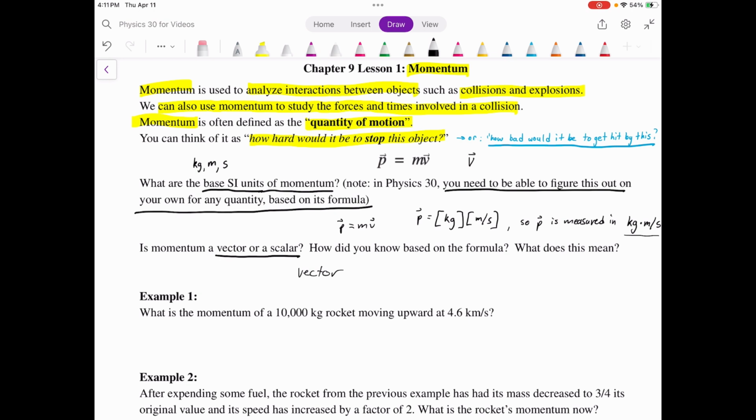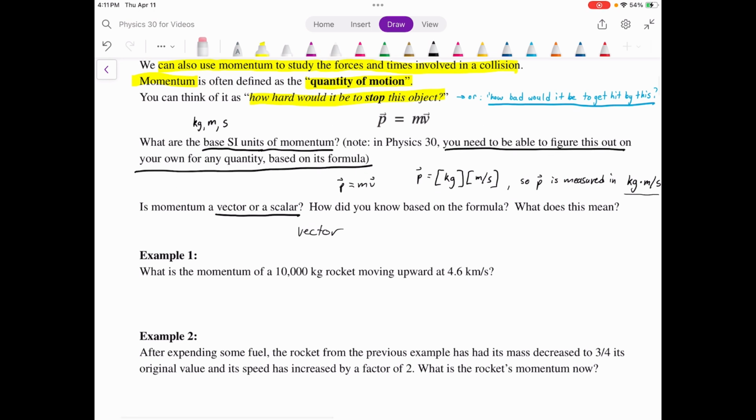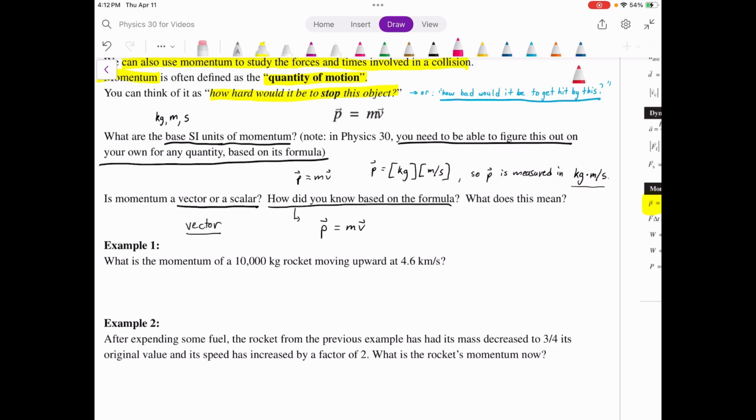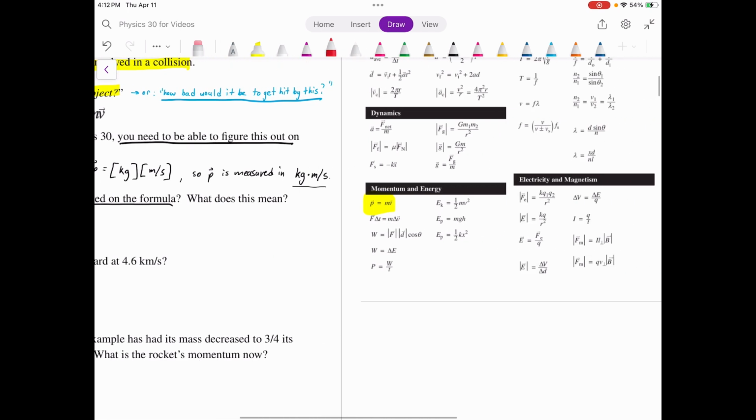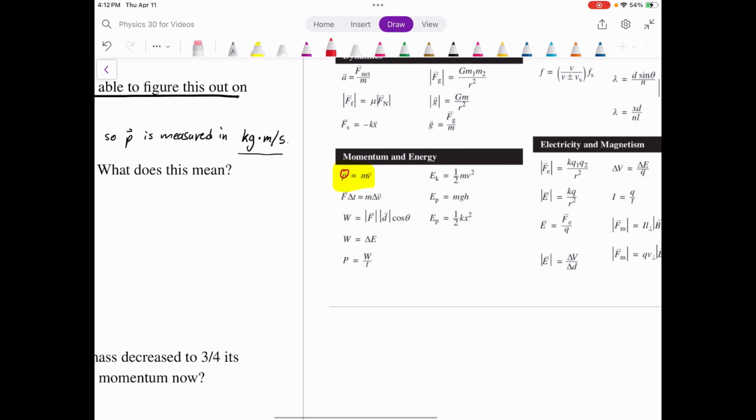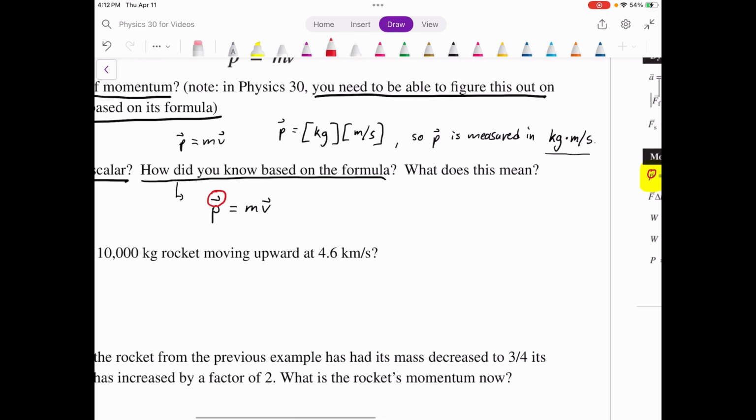But putting the arrow above it tells us that it's velocity, it's a vector, it has direction. Direction matters, okay? So it is a vector. And it asks, how did we know just based on the formula? Well, the arrow, right? The arrow, and that's on our formula sheet as well. So if we ever forget that momentum is a vector, right, it's right there to remind us. Momentum is a vector. Direction matters, okay?